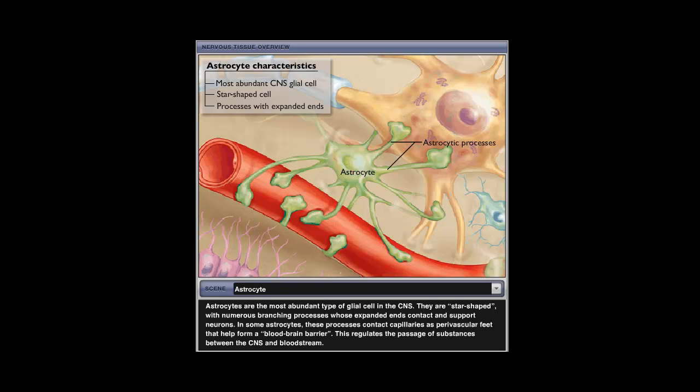2 additional types of glial cells are found only in the PNS: Schwann cells and satellite cells. Schwann cells, also known as neurolemmocytes, myelinate PNS axons. Each Schwann cell forms a myelin sheath around a single axon, unlike oligodendrocytes in the CNS that can myelinate multiple axons. As with oligodendrocytes, multiple Schwann cells are required to myelinate each axon. Satellite cells are small and flat. They provide physical and chemical support for neurons located in ganglia.